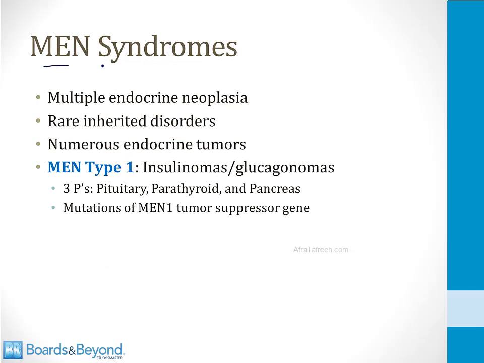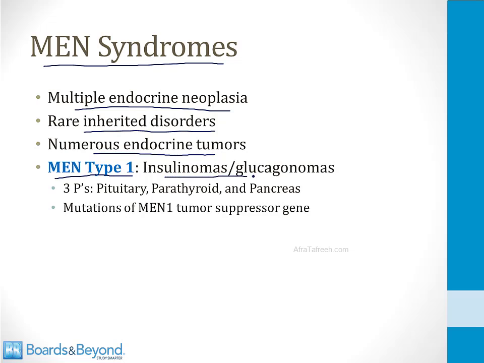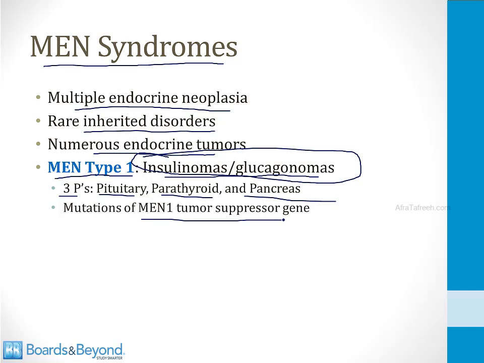Lastly, let me mention the MEN syndromes. MEN stands for multiple endocrine neoplasia. These are rare inherited disorders that I'll talk about in another module. They result in numerous endocrine tumors, but you should know that MEN type 1 syndromes are associated with insulinomas and glucagonomas. MEN type 1 classically involves the 3 Ps. It involves tumors of the pituitary gland, the parathyroid gland, and the pancreas, and the tumors in the pancreas tend to be insulinomas and glucagonomas. This syndrome results from mutations of the MEN1 tumor suppressor gene. And that concludes our module on the endocrine pancreas.